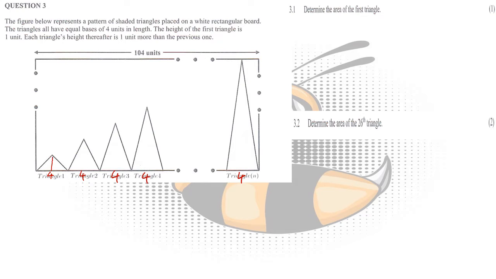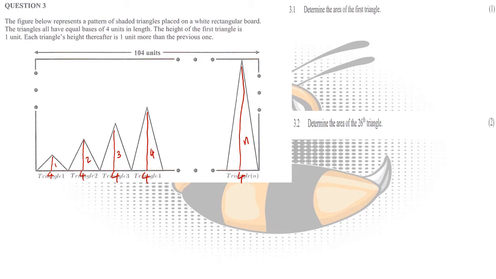And then the height of the first triangle will be 1, the next one will be 1 unit greater, so then the height would be 2, the next one 3, and the next one 4, and so it continues until you get to the nth triangle, where the height would just be n. In this case, the height is equal to the position of the triangle in the pattern. And then they also tell us that all of these triangles are just placed on a rectangular board, and from there we can then continue to question 3.1, in which they ask you to determine the area of the triangle.